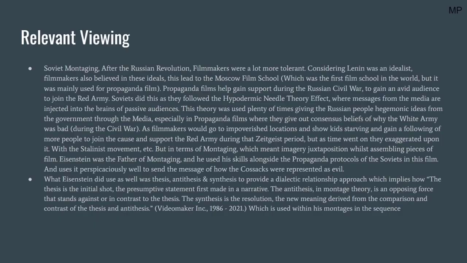Soviet montaging: after the Russian Revolution, filmmakers were a lot more tolerant. Considering Lenin was an idealist, filmmakers also believed in these ideals. This led to the Moscow Film School, which was the first film school ever in the world to be made at the time, but it was mainly used for propaganda films. Propaganda films helped gain support during the Russian Civil War, and afterwards of course, but during the Russian Civil War, they gained an avid audience to join the Red Army.